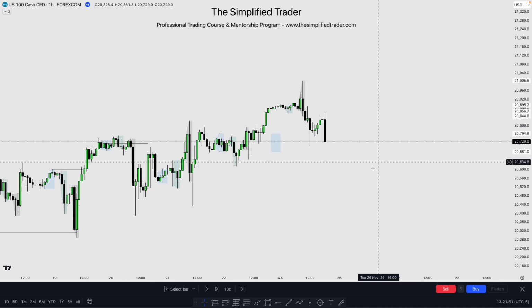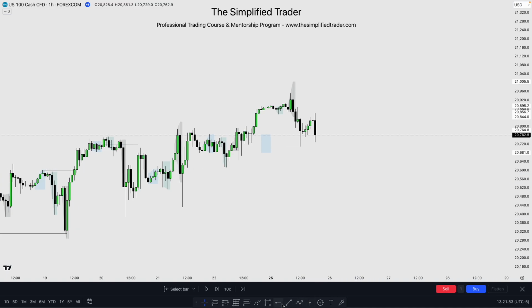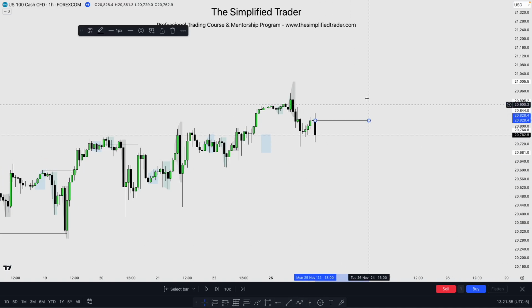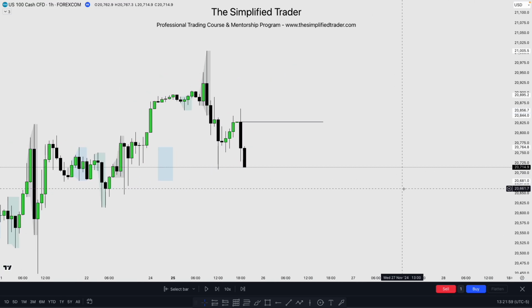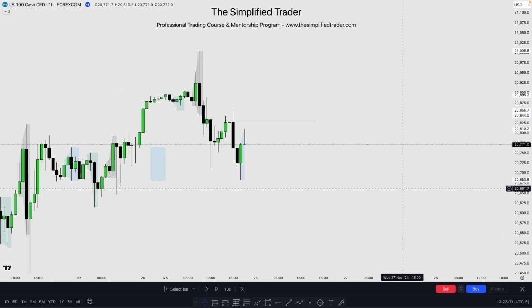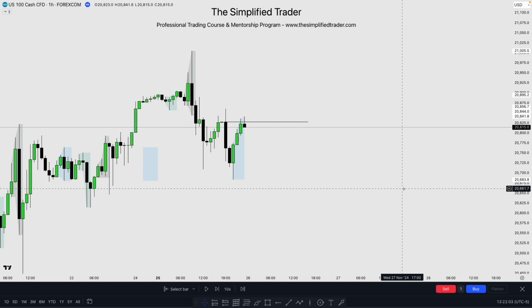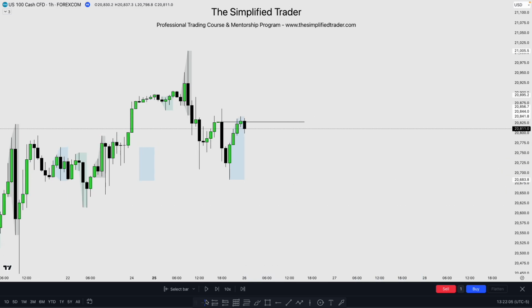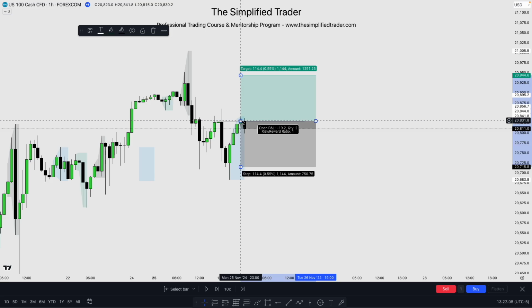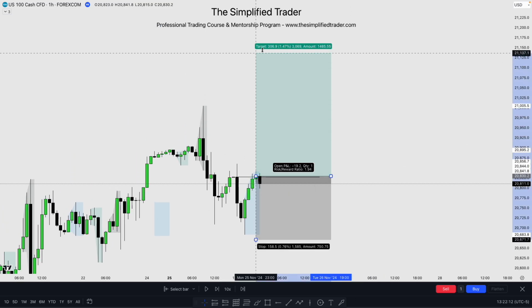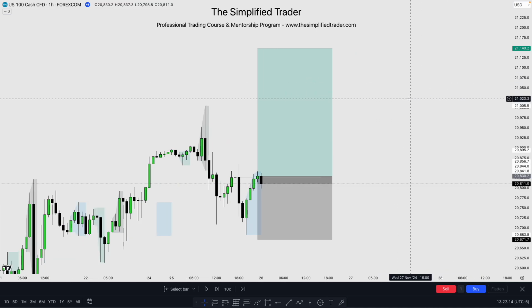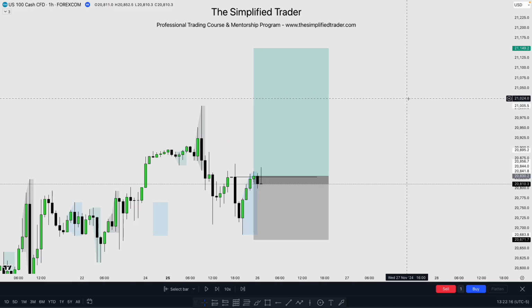We are waiting for that bullish order block. That's going to happen when we close above this down close candle. Let's see. What happens? We close above that down close candle and we retest it. Stop loss goes below the low and we target a 2R trade. Let's see how this plays out.